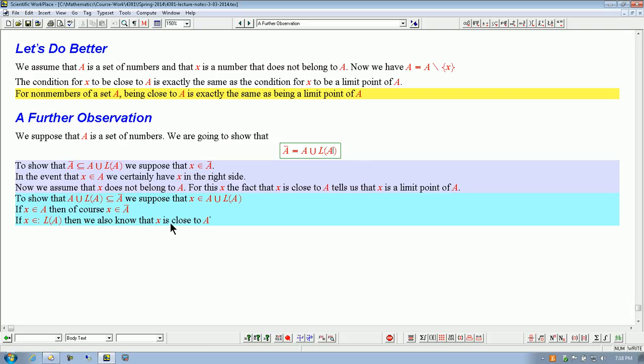This direction is the easy direction. Numbers here might belong to A, then they're certainly close to A. And if they don't, then they're limit points of A, and limit points of A are also always close to A. So we're done. You see? So we have this. Now I want to tell you something else. We're coming a little bit closer.